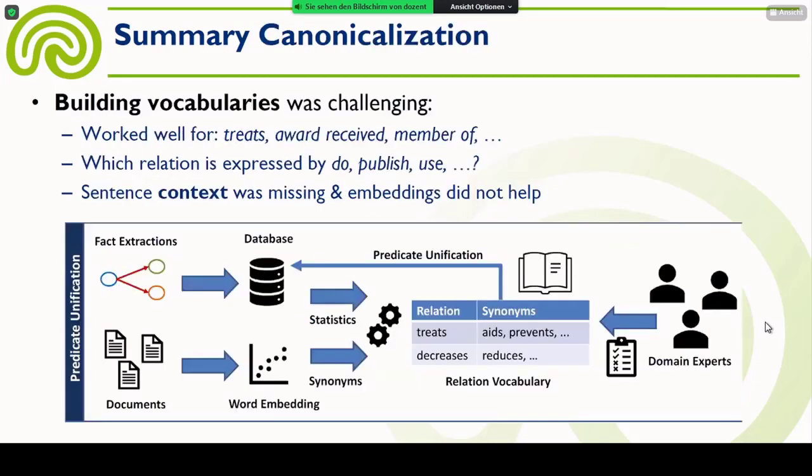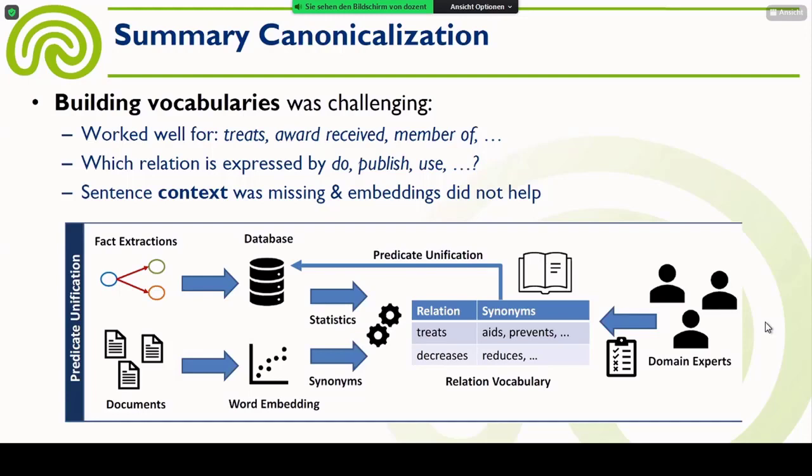For the canonicalization procedure of verb phrases, we developed an iterative algorithm. So the basic idea is you do your unsupervised extraction, you have a database available, and then you can see which verb phrases have been extracted. So aids, prevents, treats, for example, and then you ask domain experts to map these phrases to some relations. So for example, say that aids could point towards a treats relation, and then this mapping is applied, you update your database, and you see the unmapped terms.